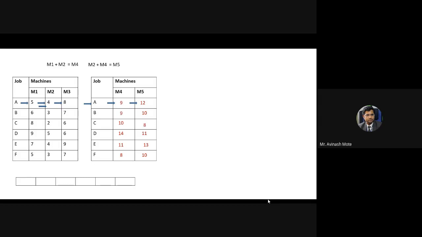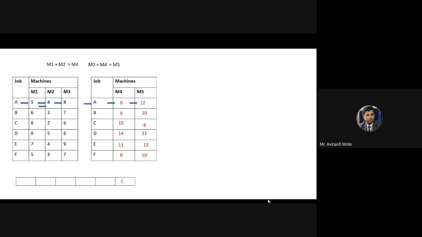select the shortest possible number, which is the number 8, for which machine? C and F. C and F, number 8. So where should C come, right or left? Exactly. C and F, one is at the right, one is at the left. So I will take C at the right because it is in the second column.